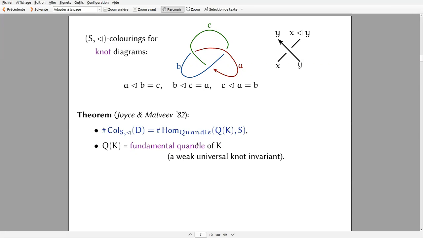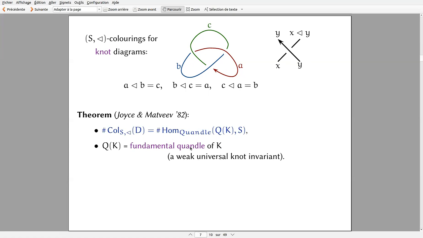So the fundamental quandle of a knot is given by a presentation with generators and relations, and you can see it from the picture. You get one generator for each arc and one relation around each crossing. You just give the generators and relations, and it gives you a presentation of your quandle.